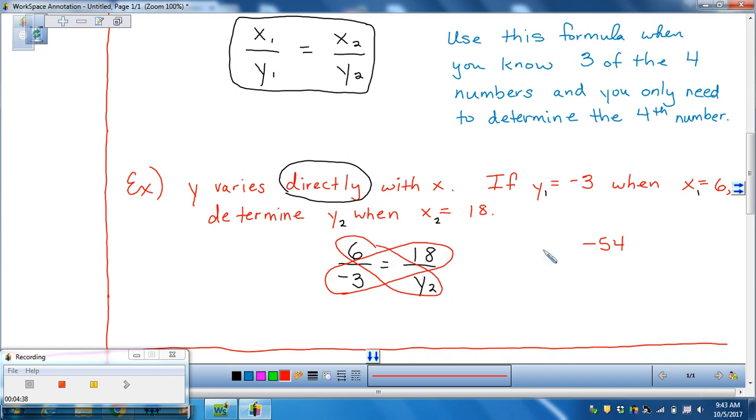6 times y2, I get 6y2. And now I'm going to get y2 by itself, so I'm going to divide both sides by 6. And when I do that, I'm going to get my answer of -9 for y2. Let's go ahead and pause, copy your notes, and then come back and we'll talk about inverse variation.